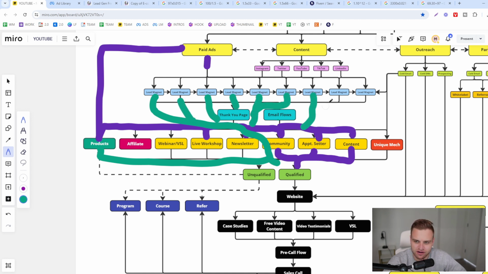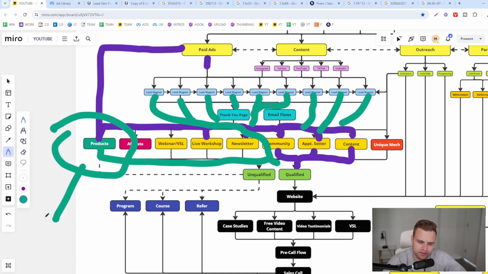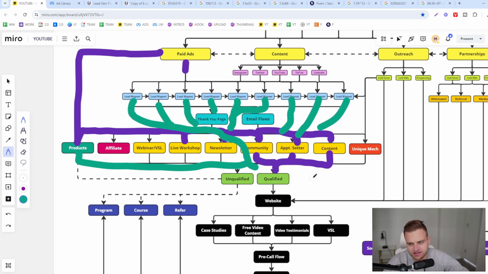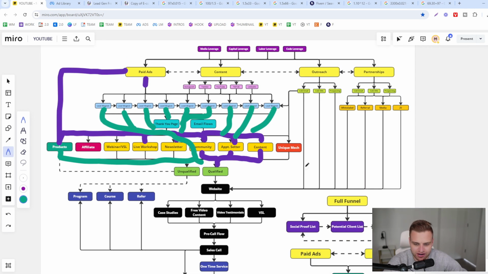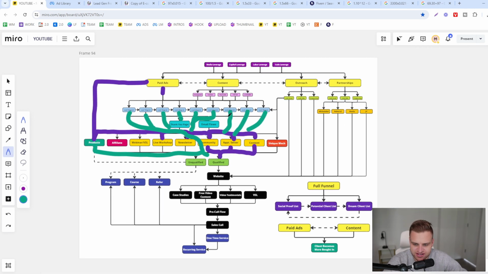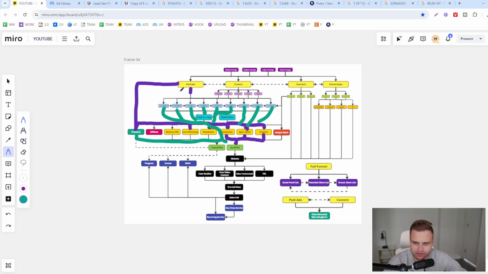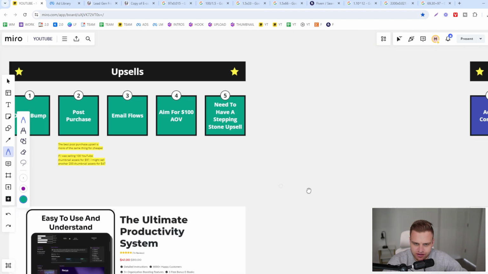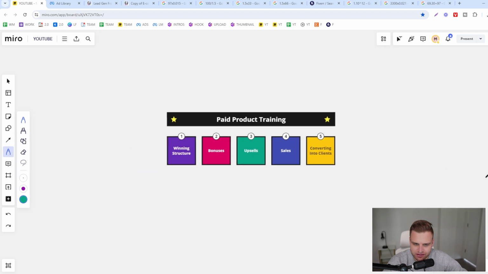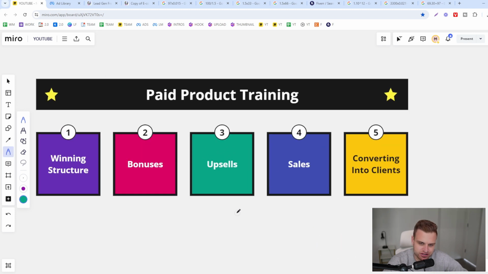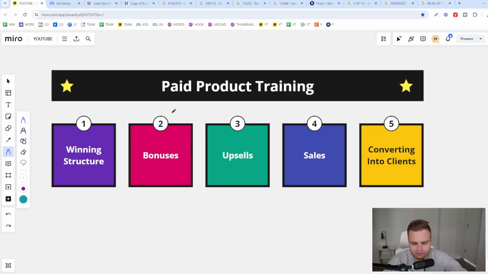And if you don't have all of these things working together, you're just going to sell a lot of paid products and no one's ever going to buy your main service from you. And that's just how it works. So you need to have all of this stuff. None of it works on its own. It's how it all works together. Very, very important realization. So those are the 5 steps. And hopefully this video is going to show you or showed you all of the 5 steps. We have our structure, our bonuses, our upsells, our sales, and converting them into clients.